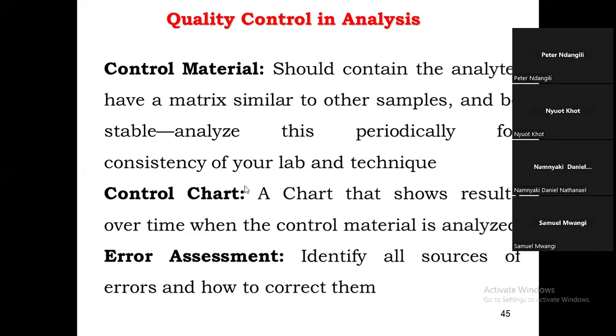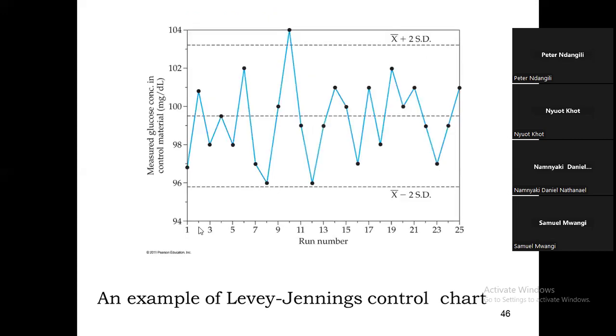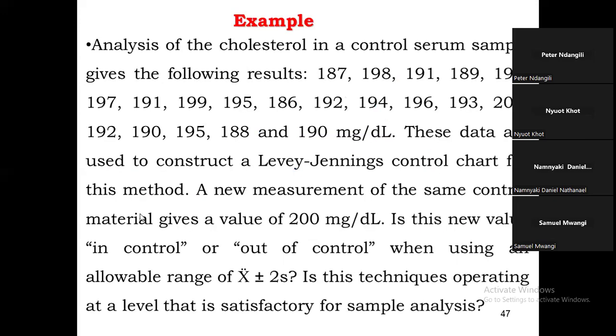Then you have error assessment. You need to identify all sorts of errors and how you can correct those errors in your analysis. This is what we call a Jennings control chart. And I'm going to give an illustration of how this chart can be used here.